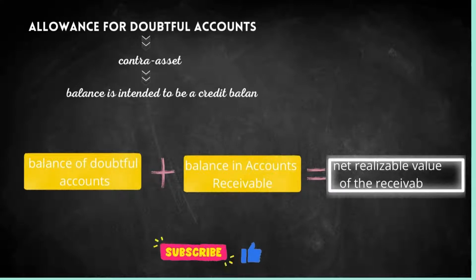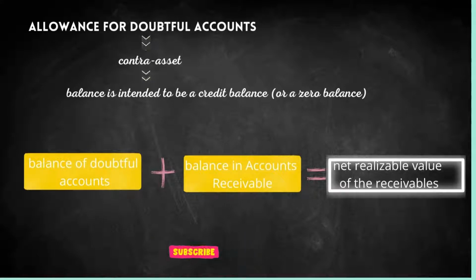Next is allowance for doubtful accounts. The allowance for doubtful accounts is a contra asset account since its balance is intended to be a credit balance or a zero balance. When the balance in this account is combined with the balance in accounts receivable, the resulting amount is known as the net realizable value of the receivables. The allowance for doubtful accounts is used under the allowance method of reporting bad debts expense.